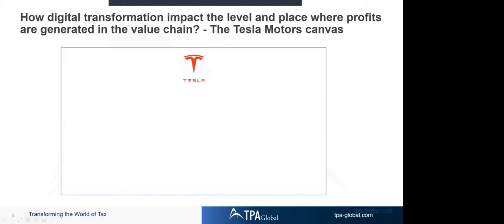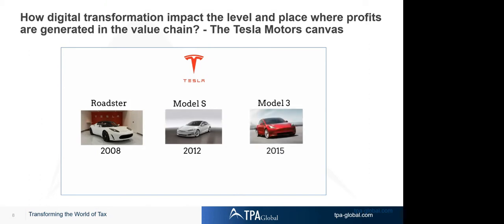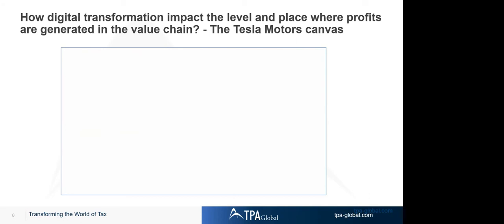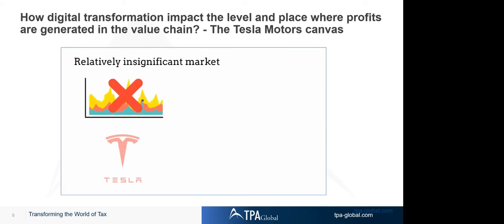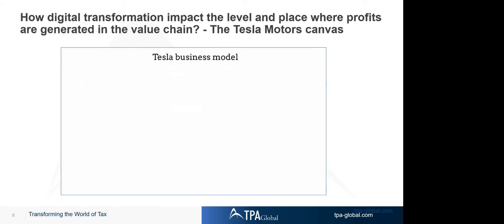Tesla was founded in 2003 and began selling its Roadster in 2008. Its first breakthrough was in 2012 when it launched the Model S. The Model 3 was announced in 2015 and manufactured in 2017. Prior to Tesla, the market for electric vehicles was relatively insignificant. Tesla saw a significant opportunity by focusing on performance and the high end of the market. In the design of its business model, Tesla wants to attract wealthy, environmentally savvy and technology early adopters.